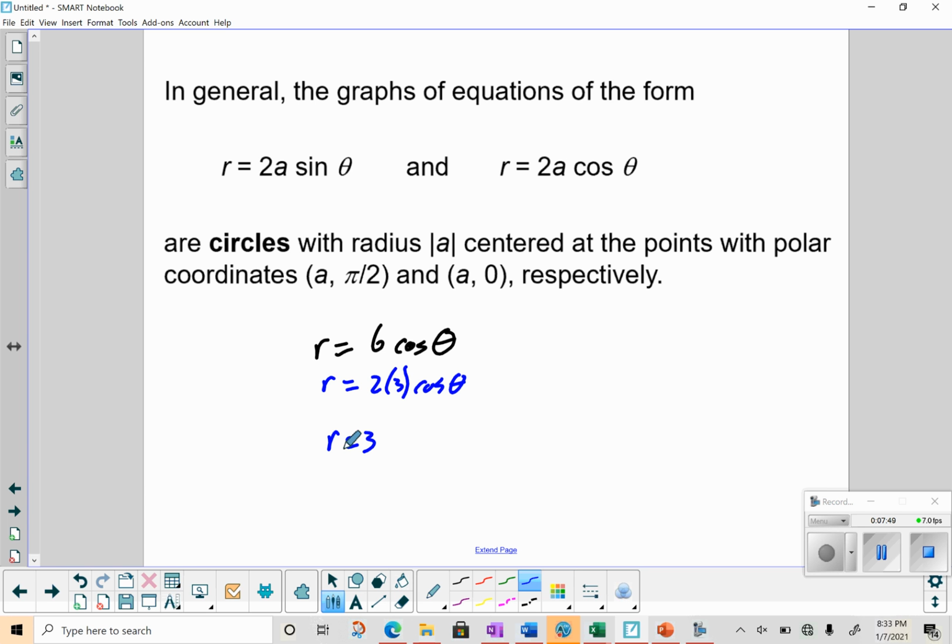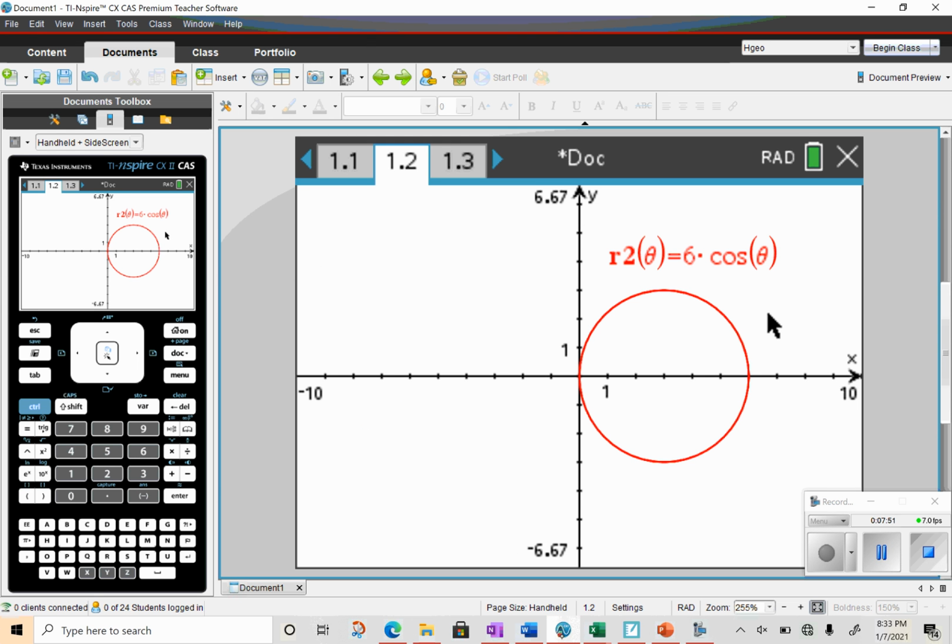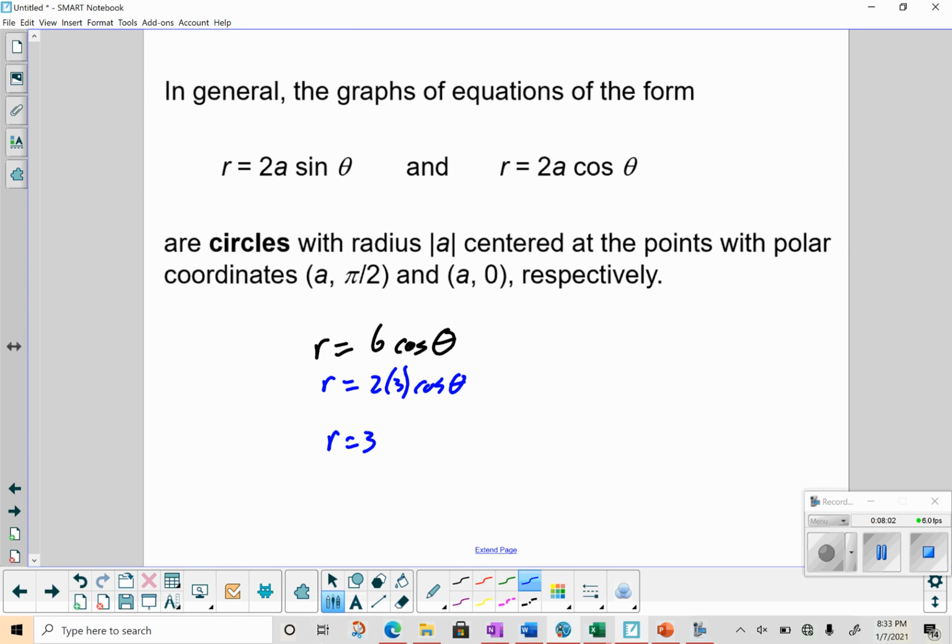And notice, again, with our lovely graphing calculator, it's not centered at the origin. It's not centered at 0, 0. It's not centered at the pole, if we're thinking of this in polar form. This has to be centered. Now, again, if it's the sine function, it's going to be centered at a comma pi over 2. If it's the cosine function, it's going to be at a 0. So the center here is at 3, 0.